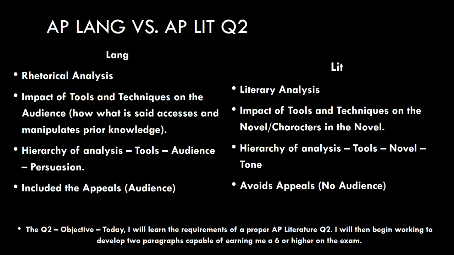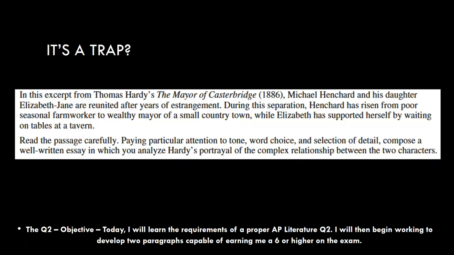So with them, much like Lang, they use tools and techniques, but they look at how the tools and techniques are going to impact the novel, the characters, the setting, the internal workings of the story itself. It's as if the universe of the story is a living, breathing entity, and those tools and techniques are used to modify, augment, and change those particular beings within that world, and that world in and of itself. So it never talks about the appeals like a Q2 does in Lang. It focuses instead on the impact on the story itself, how it augments, how it changes it. So that's really the key difference between the Lang and the Lit pieces.